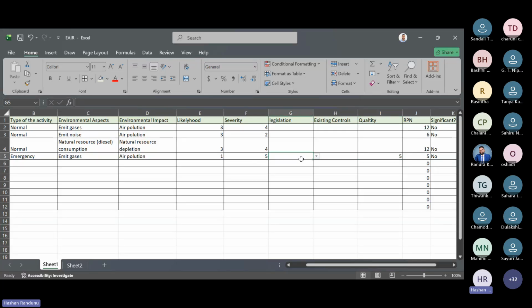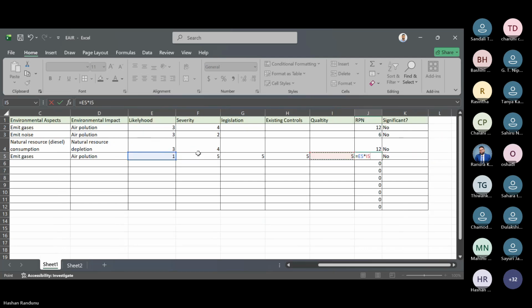Yes, there are regulations for gas emission, so you can rate that as 5. If the generator is running without any safety mechanisms or controls, then you can even rate that as 5. Then if you take the multiplication of all these criteria, you will get a higher number, right?